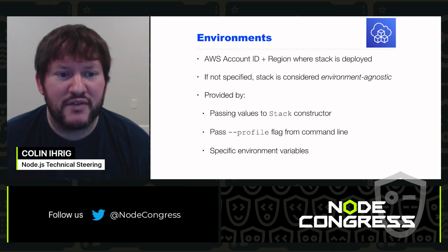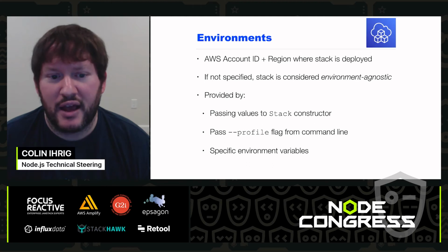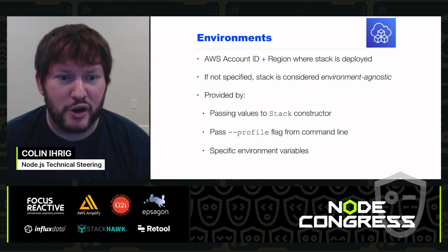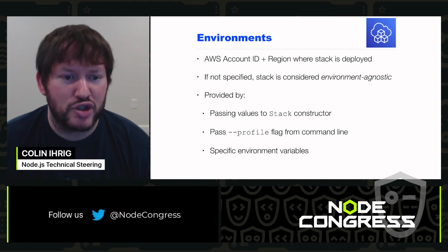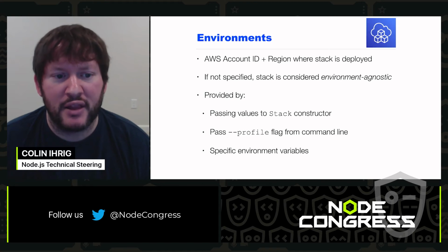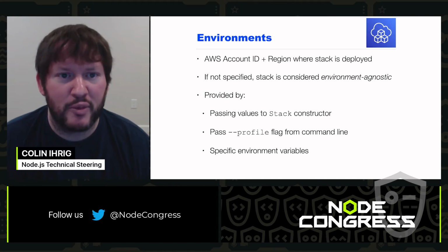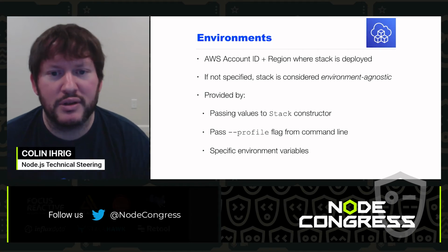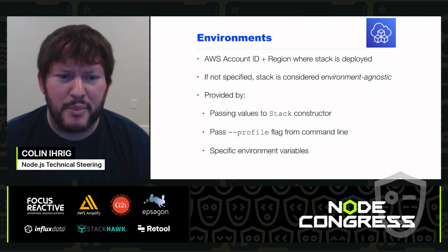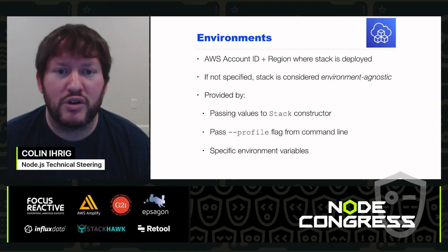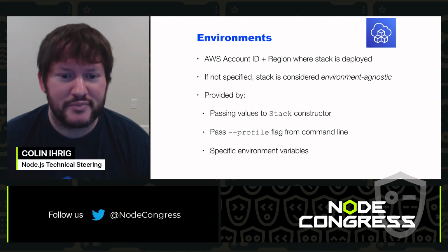And then to provide the environment, if you've ever worked with any of the AWS tools before, there's a variety of ways to do this. In the code itself, you can pass in values to the stack constructor, but you can also pass in a profile flag from the command line, or specify different environment variables, and it will automatically pick those up in the code and know where to deploy your stuff. And you can also set up your AWS profile so that you have a default environment, but that's more of a local development type of use case.